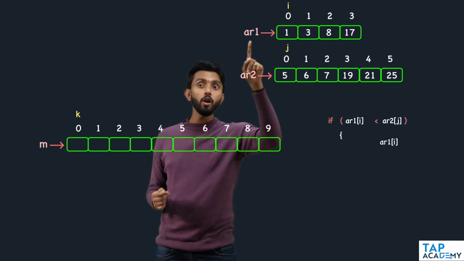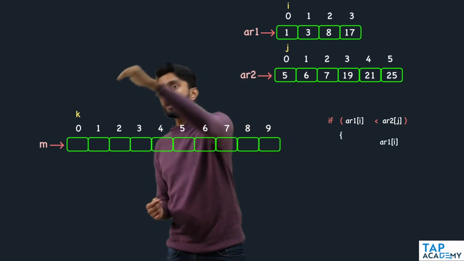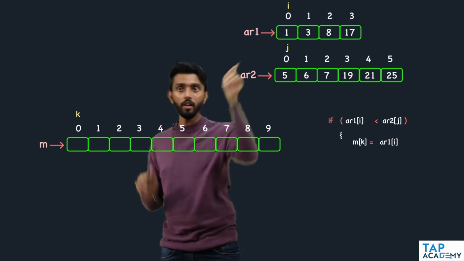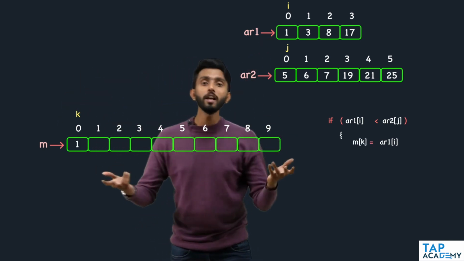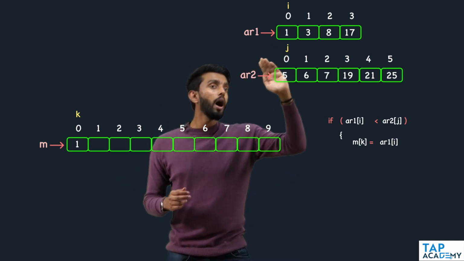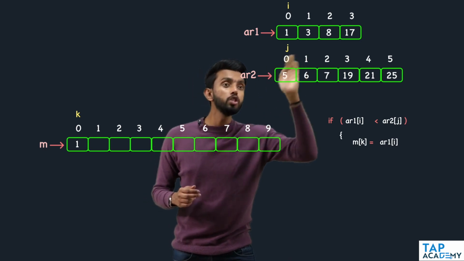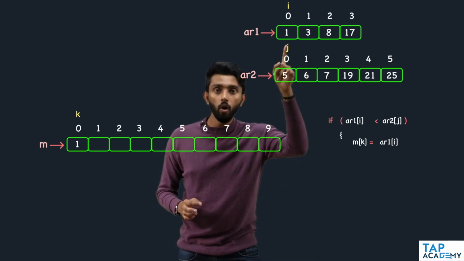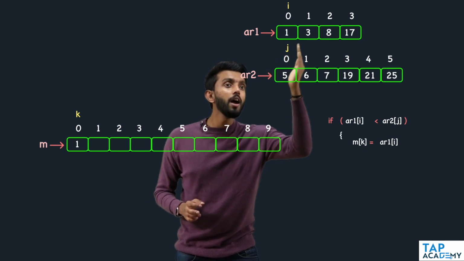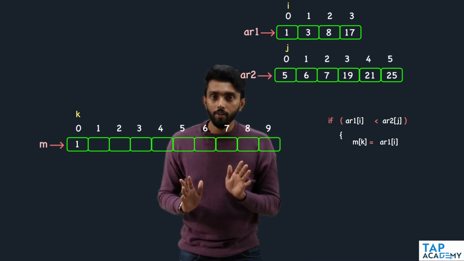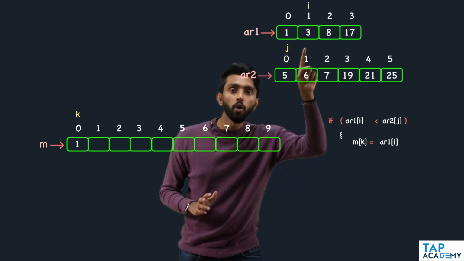See, AR1 of i, assign it to M of k. So you assigned it. So 1 came and sat here. Next what? Next what you should do is, obviously, think about it. Should i move forward or should j move forward? If you have common sense, you will tell me, i we have already stored, sir. Obviously, i should move. The jth element has not yet been stored. So j should be wherever it is. So see, I will move i forward.